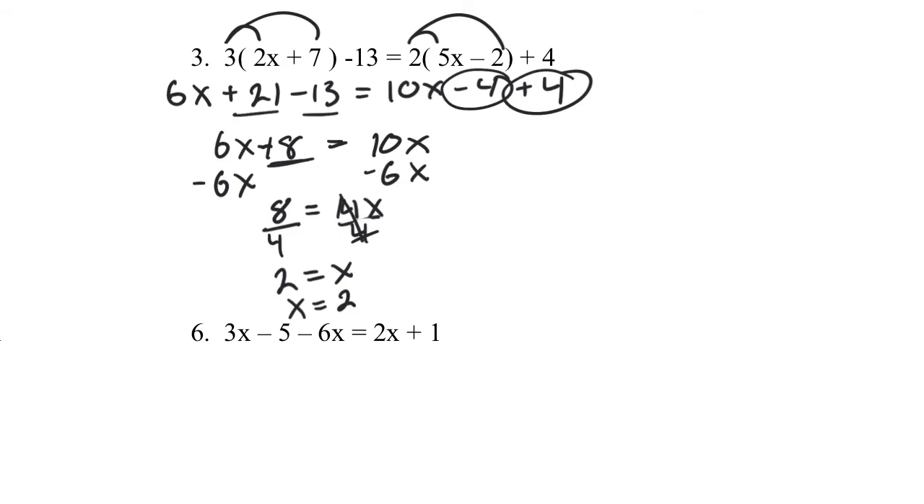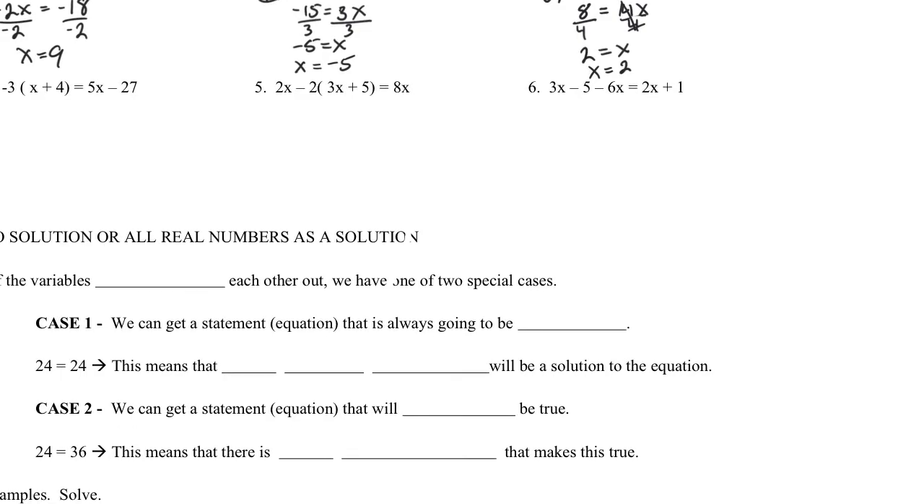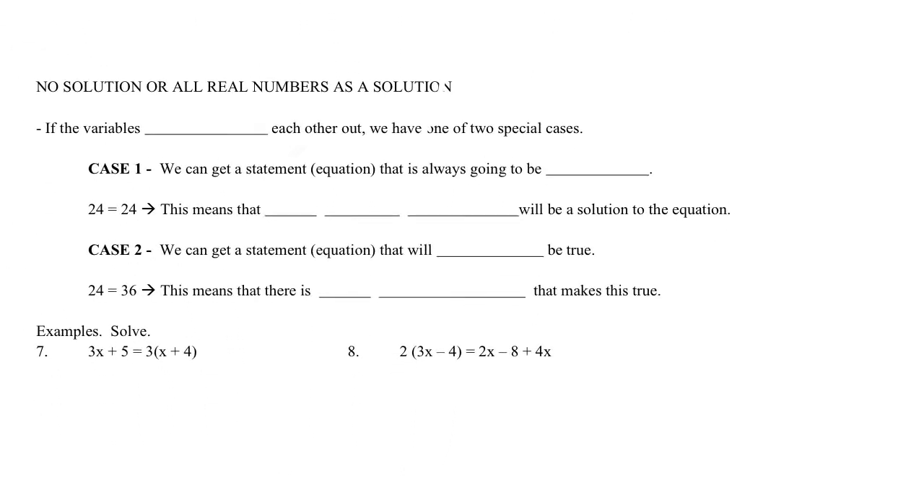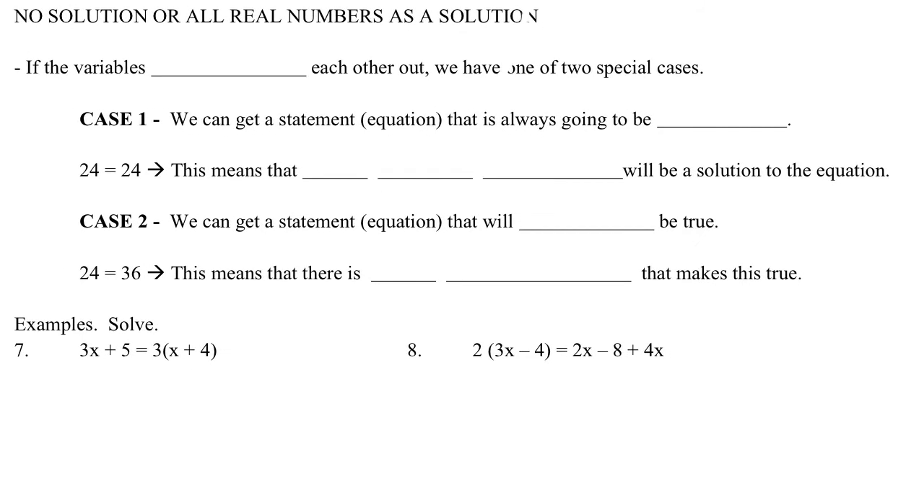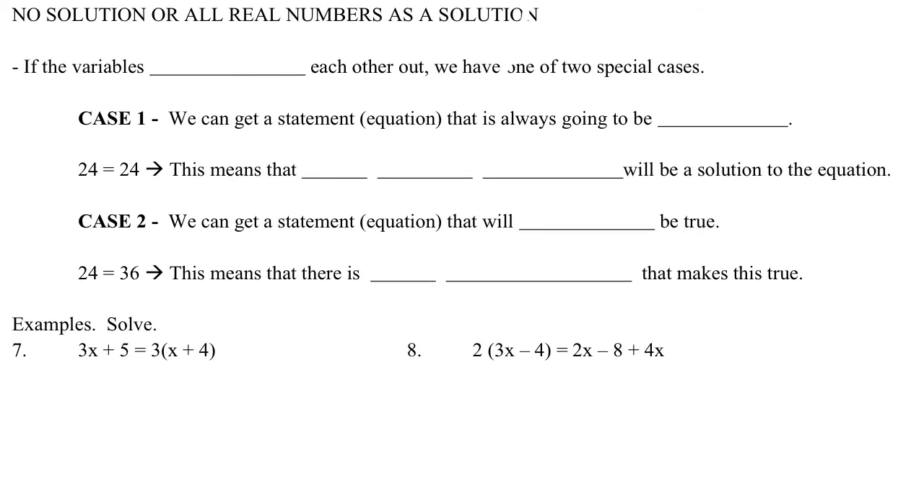All right, let's take a look at something more. We don't always get a number as our solution to these problems. There are a couple of special cases, and this happens if the variables cancel each other out. That means we end up with no variables and only numbers. We're going to have two possible cases.